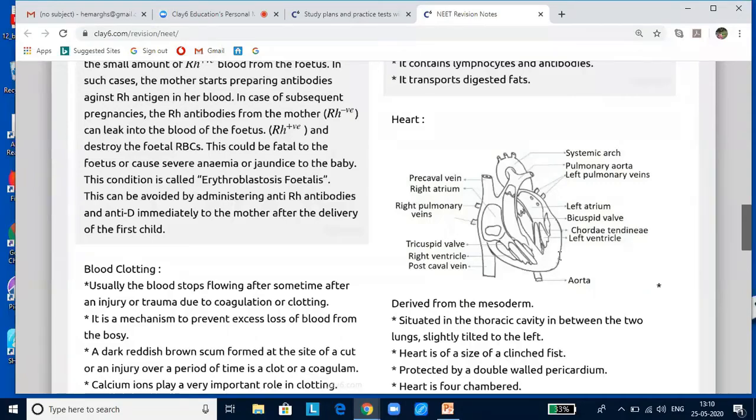Now, I have given you a gross description of the heart. It has two major veins. One is called the precaval or superior vena cava, and the postcaval or inferior vena cava, which open into the right atrium. Now let us look into each of the parts. The right auricle receives deoxygenated blood from the superior vena cava and inferior vena cava. The right auricle opens into the right ventricle through the auriculoventricular aperture, which is guarded by the tricuspid valve. The tricuspid valve regulates unidirectional flow of blood from the right atrium to the right ventricle.